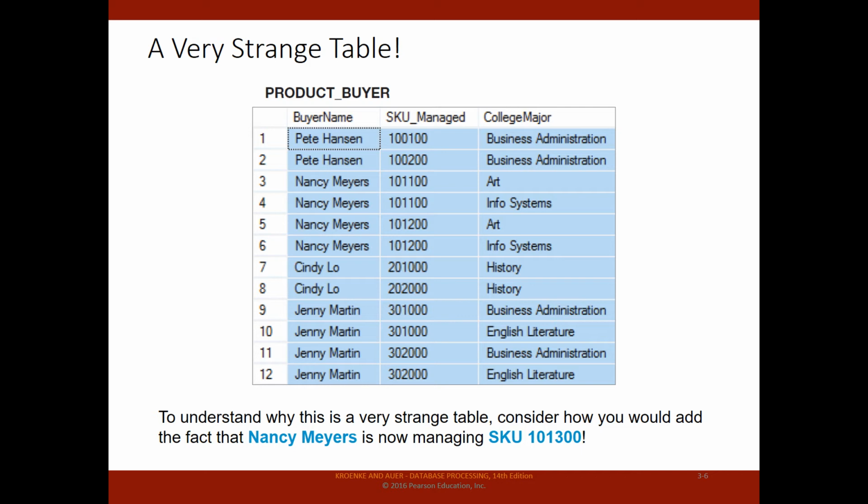Now imagine that we also want to assign her a third product, 101, 300. What should we do now? We will need to insert 2 more entries: her name, the SKU number, and her first major, and then another row for her second major. This is what we call redundancy, and it is unnecessary. That's why we need to design databases to get rid of those things.